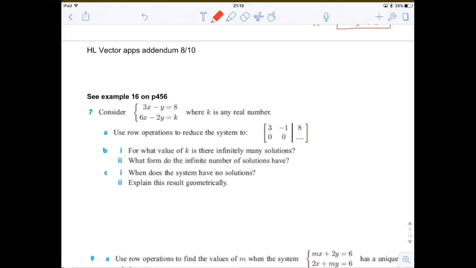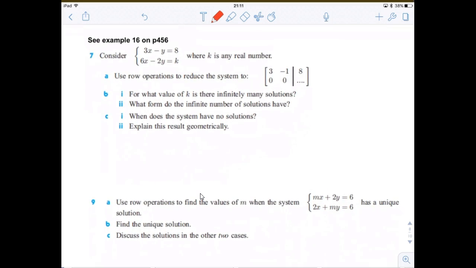Here's page 8 of Vector Apps Addendum. So first we're going to look at number 7. Consider the system here where k is any real number. Use row operations to reduce the system to the following.